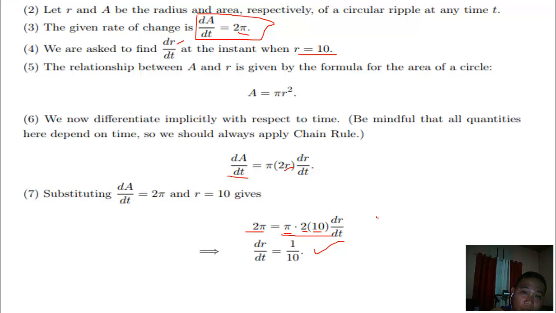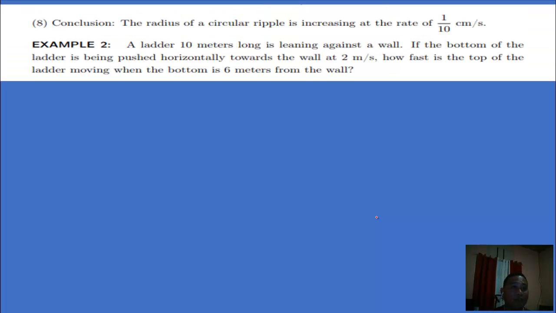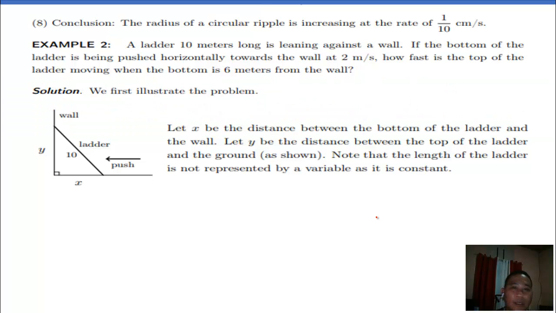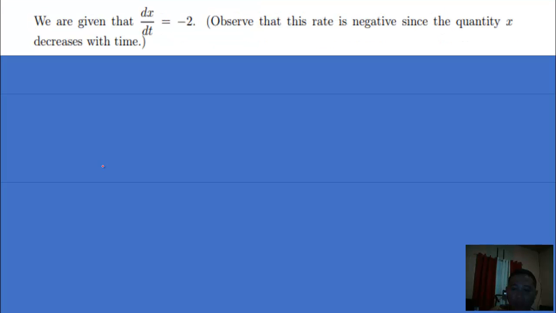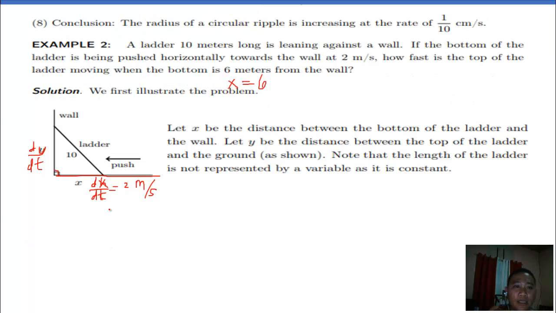Always apply chain rule. Now, let's have example 2. A ladder 10 meters long is leaning against a wall. So, if the bottom of the ladder is pushed at 2 meters, that means dx over dt is negative 2. So that is the given.